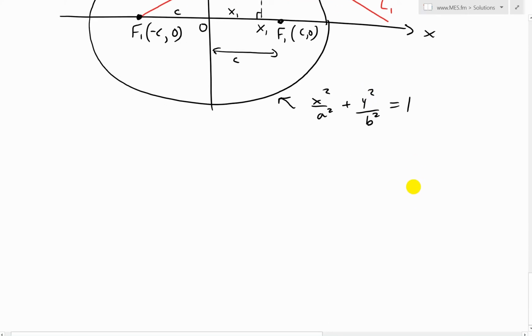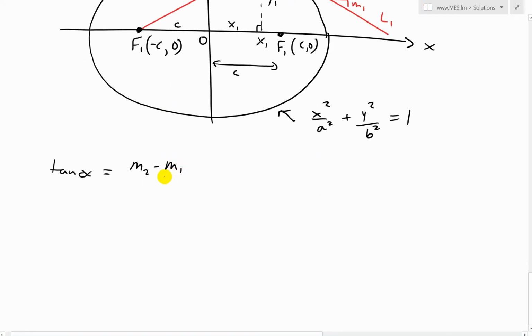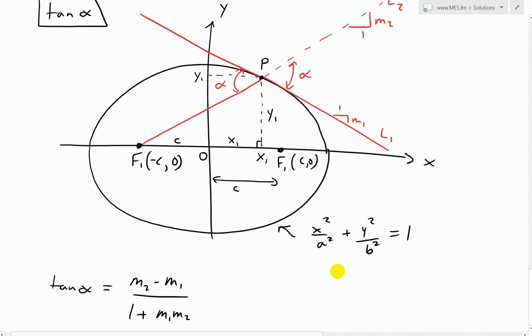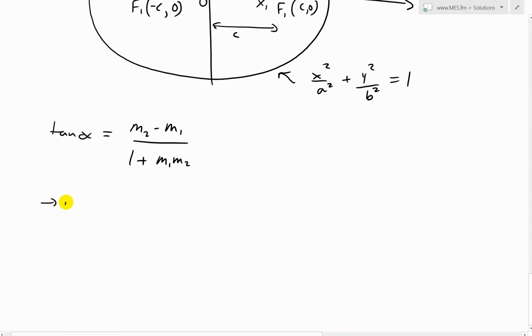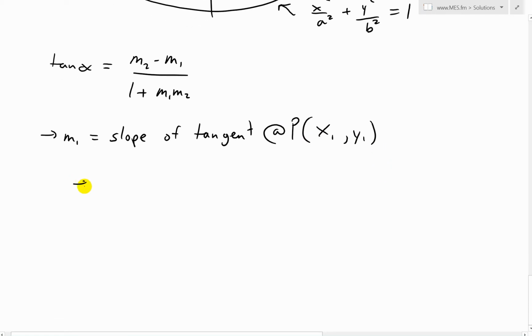Thus what we have is tan of alpha equals m2 minus m1 over 1 plus m1 m2, just from the above formula, where m1 is just the slope of the tangent line. So m1 equals the slope of the tangent at the point right here, x1, y1, or the point P. Then if we plug in our formula for an ellipse, we have x squared over a squared plus y squared over b squared equals 1.